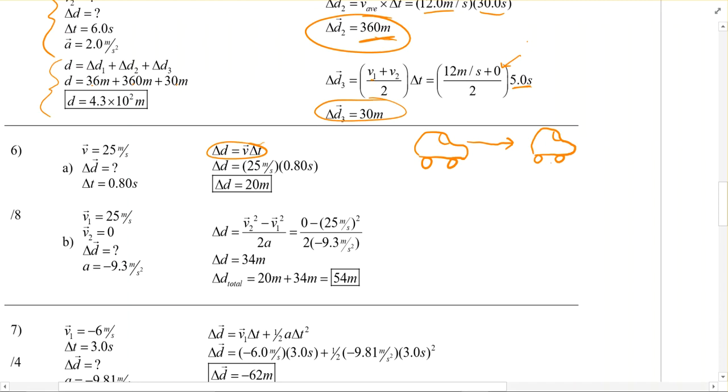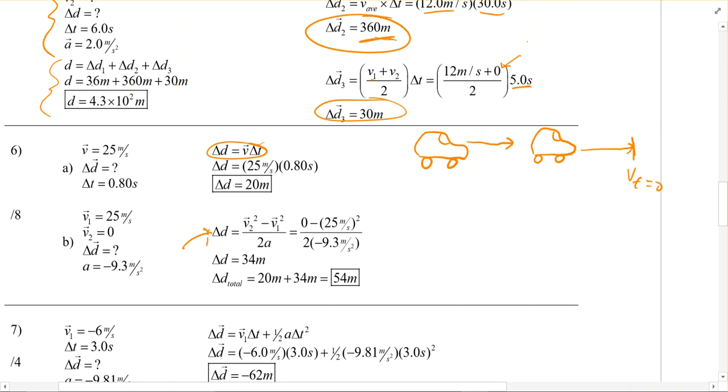V1 was how fast they were going. So initially they were going 25 meters per second. V2, we know that she's going to come to a stop. So she's going to go this way and then come to a stop. So VF is equal to 0. Distance is what we're looking for. So now we just need to choose the right formula.